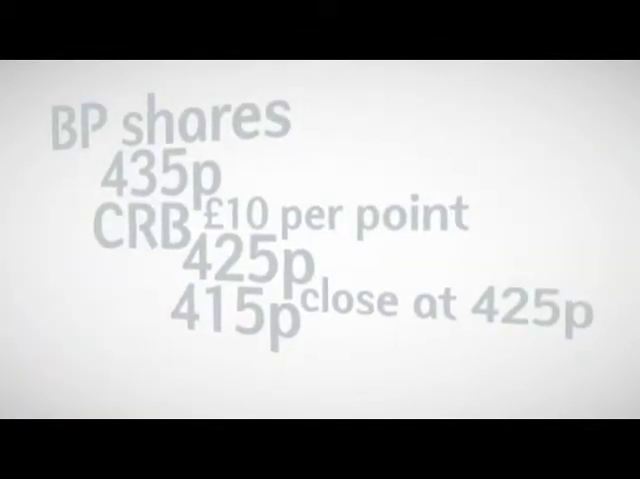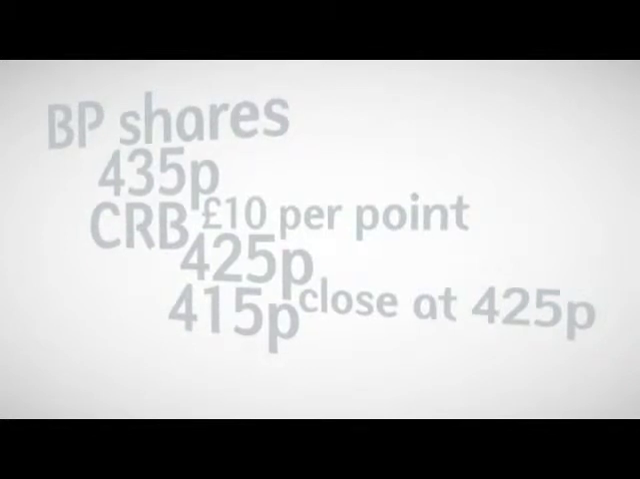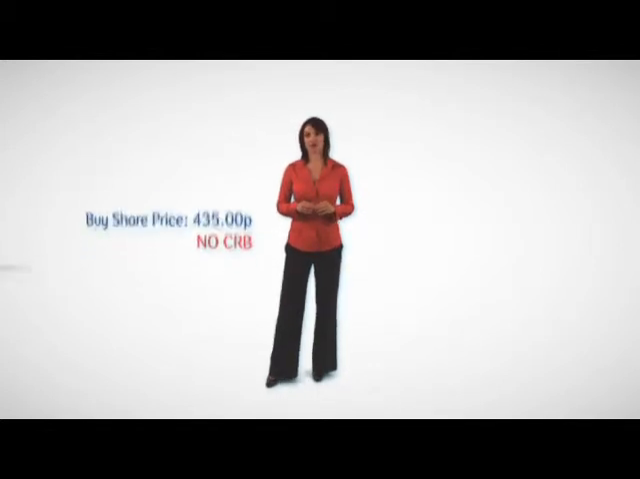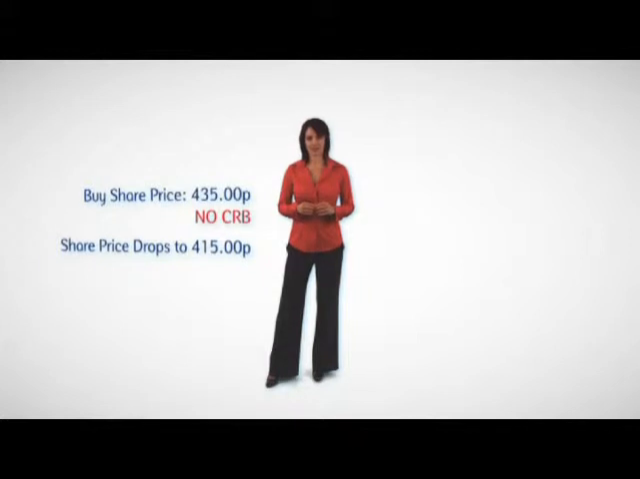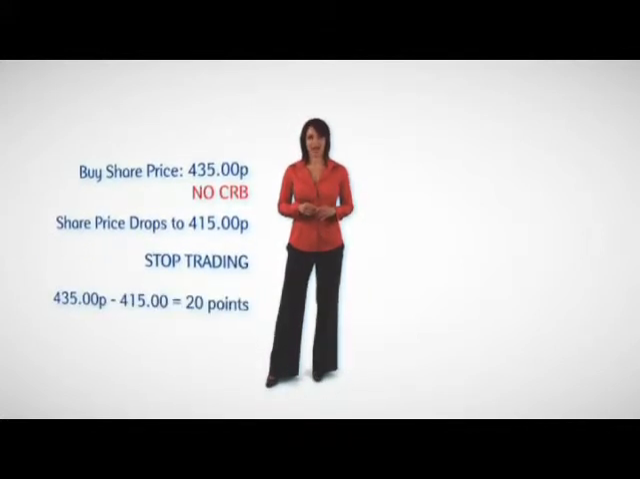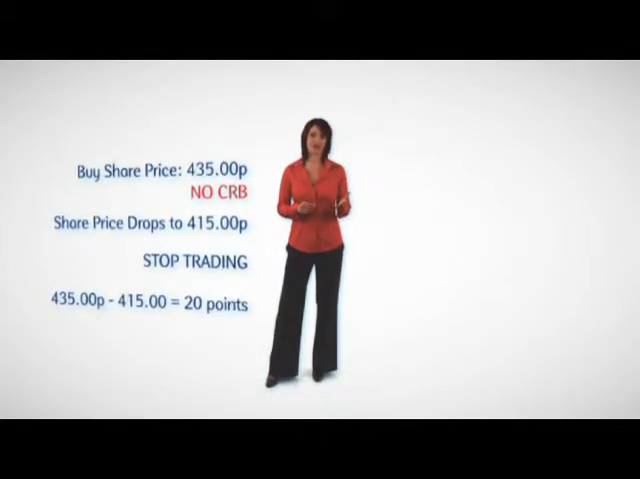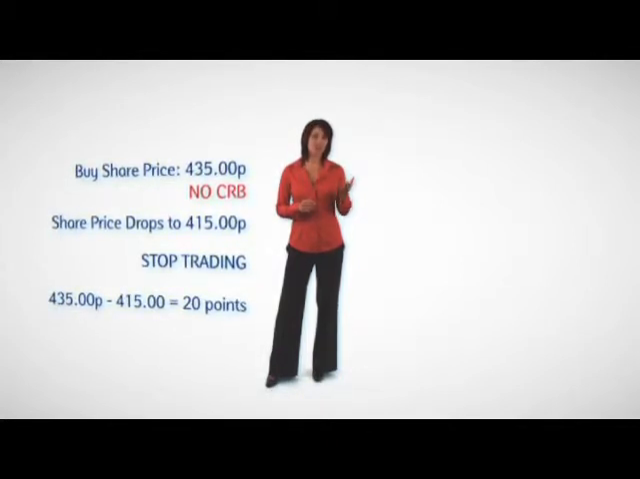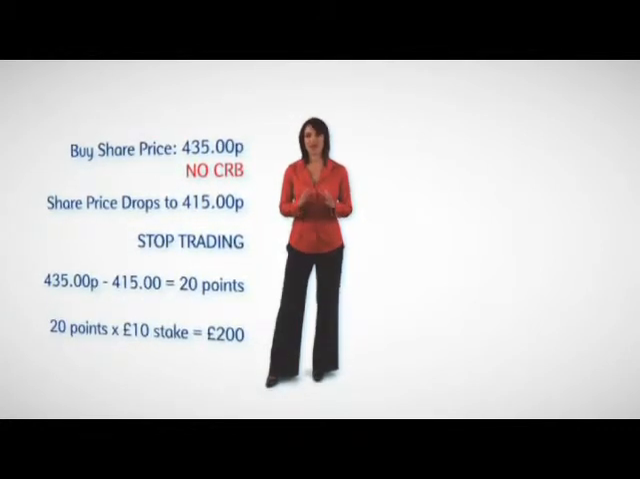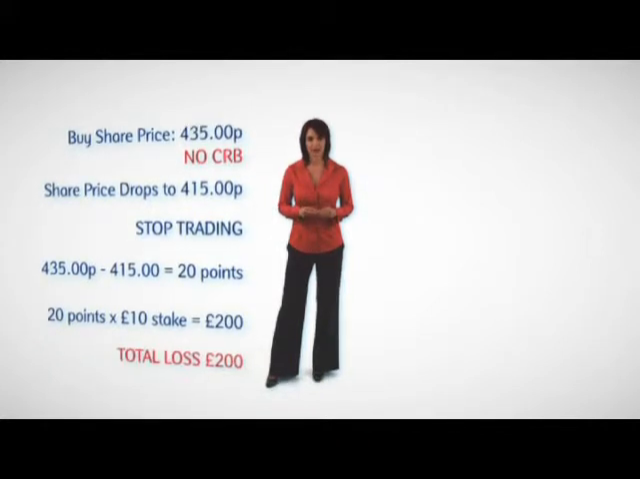Now, if we consider the following two spread bets, we can see the difference in potential costs or the bet's losses with and without a CRB. We buy at a share price of 435 pence. We don't take out a CRB. The share price drops to 415 pence. We decide to stop trading. Our loss is 435 pence minus 415 pence, which equals 20 points. 20 points multiplied by our £10 stake equals £200. Therefore, our total loss is £200.